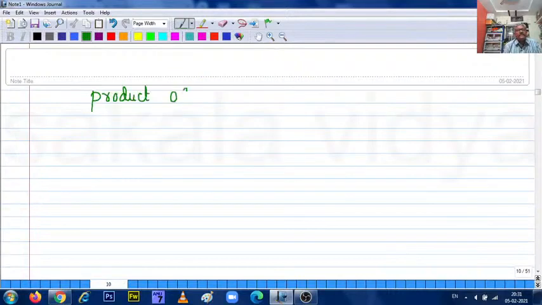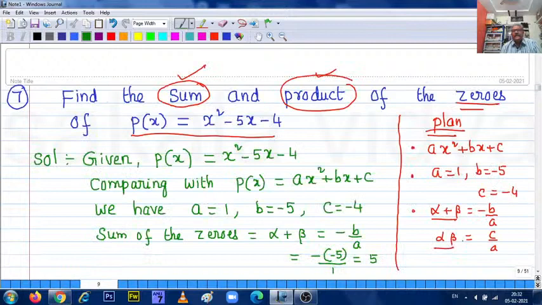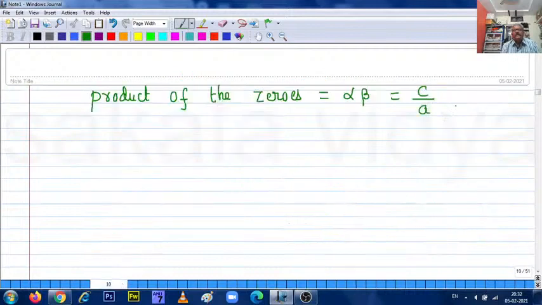Next, product of the zeros. Product of the zeros is equal to alpha beta, that is the formula c by a. Go back to c by a. What is c here? Minus 4. a is 1. So we can write minus 4 by 1, that equals minus 4. That is the completed answer.